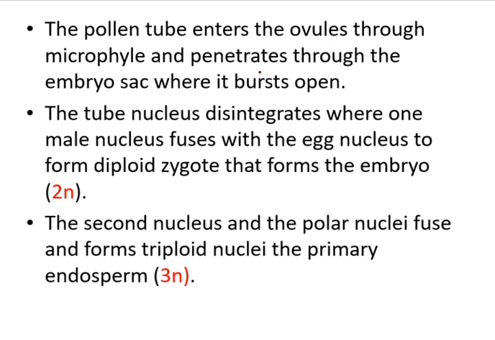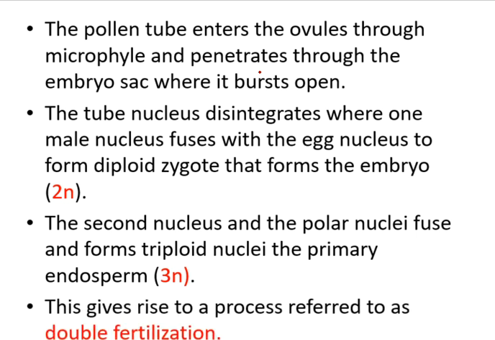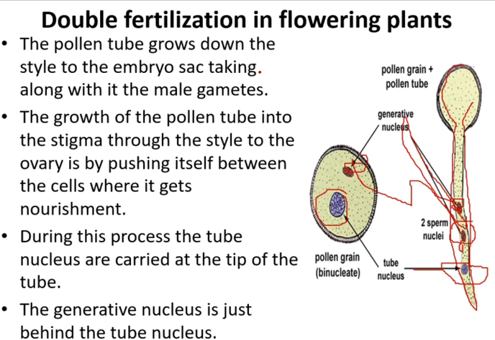Then the second male nucleus fuses with the polar nuclei to form a triploid primary endosperm nucleus, which later becomes the endosperm, denoted by 3N because there are three. And this is the process of double fertilization. This process is unique because it involves two male nuclei fusing with the polar nuclei and the egg cell.